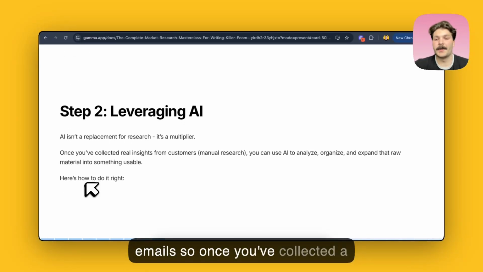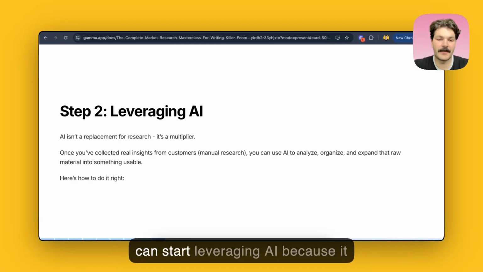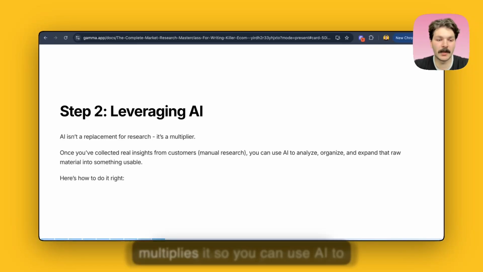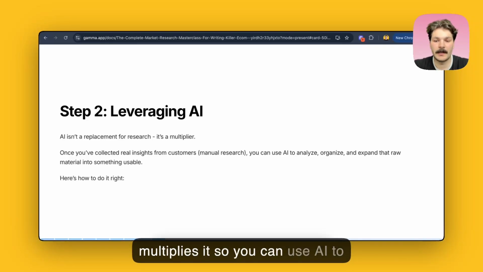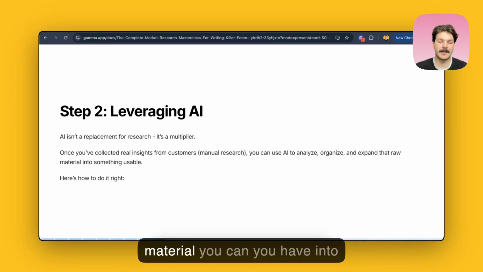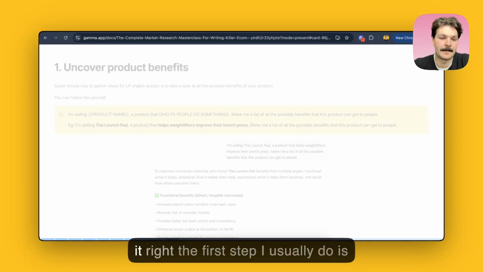So once you've collected a huge swipe file, then you can start leveraging AI, because it doesn't replace this process, it just multiplies it. So you can use AI to analyze, organize, and expand that raw material you have into something usable. So here's how to do it right.